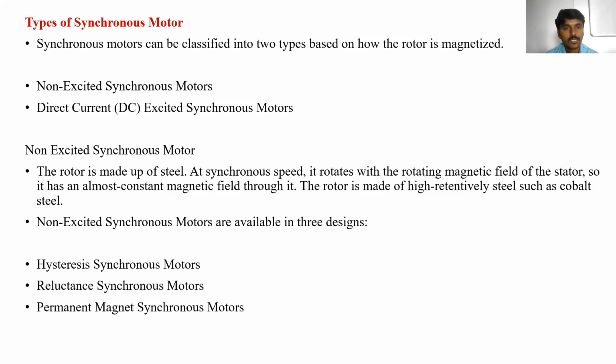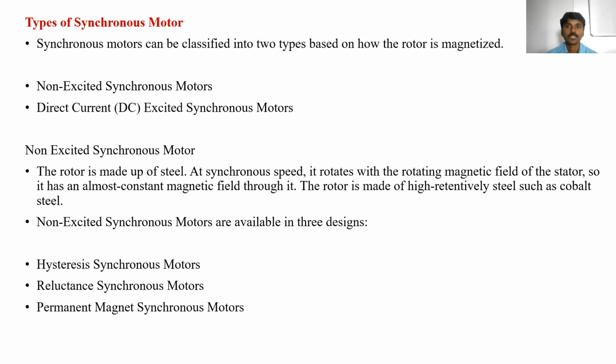So how can the rotor rotate? Based on magnets. If any permanent magnets are placed in the rotor, there is no need to give any supply. That type of motor is called a non-excited synchronous motor, because we are not exciting the rotor circuit. We are not giving any supply to the rotor circuit, so obviously the rotor circuit will not be excited. That's why this type of motor is called a non-excited synchronous motor.